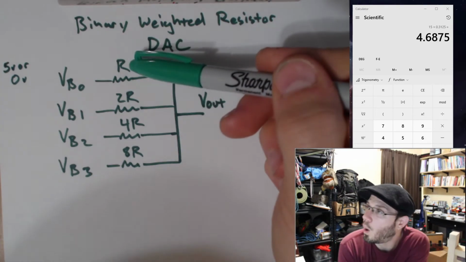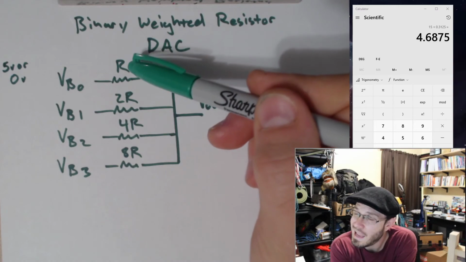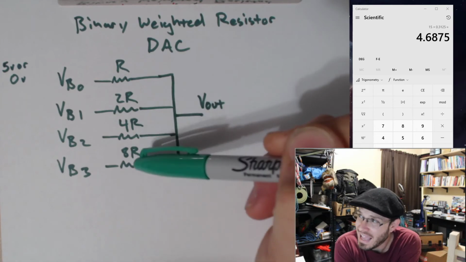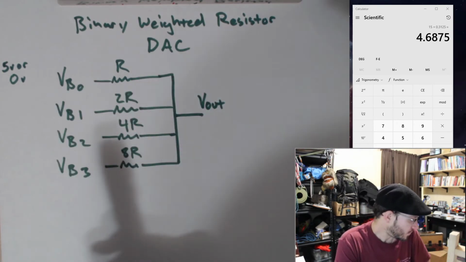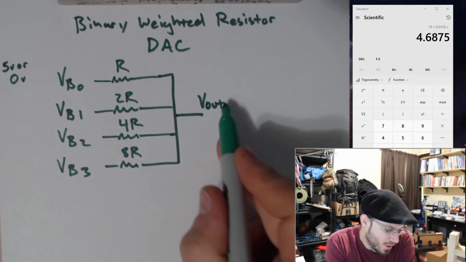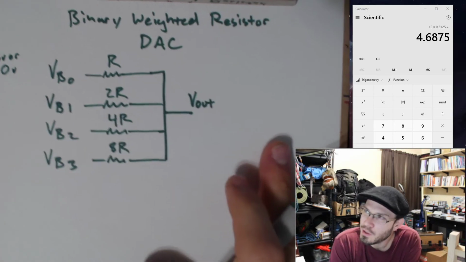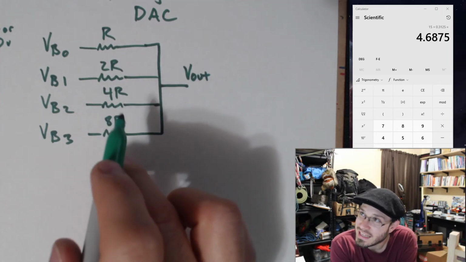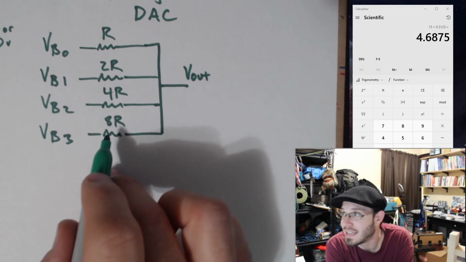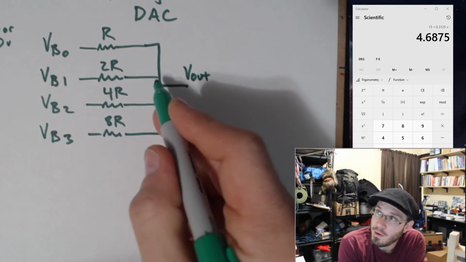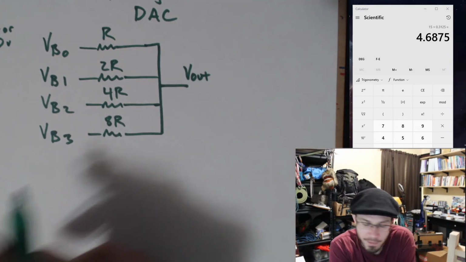So I could give this a value. I could make R equal to 1K, at which point I'd have 1K, 2K, 4K, and 8K. Now, in order to calculate what V out is equal to, we have 4 voltages and 4 resistors in series. So I should say a resistor in series with each one of our voltage sources, and then we have the weighted sum on the output.